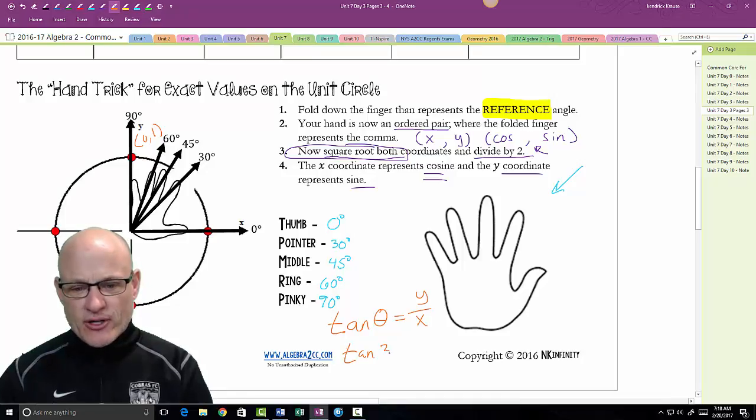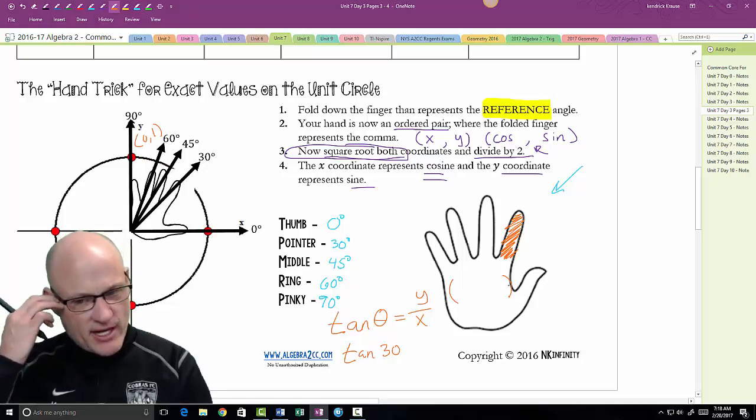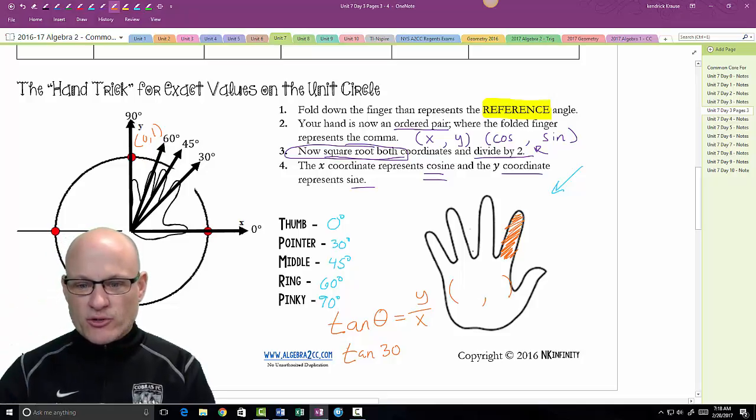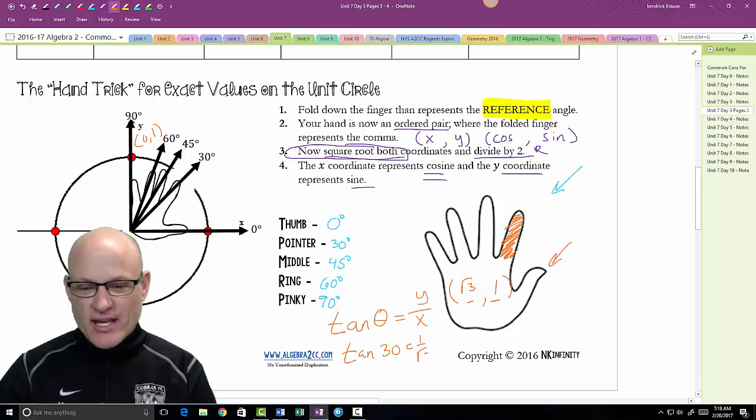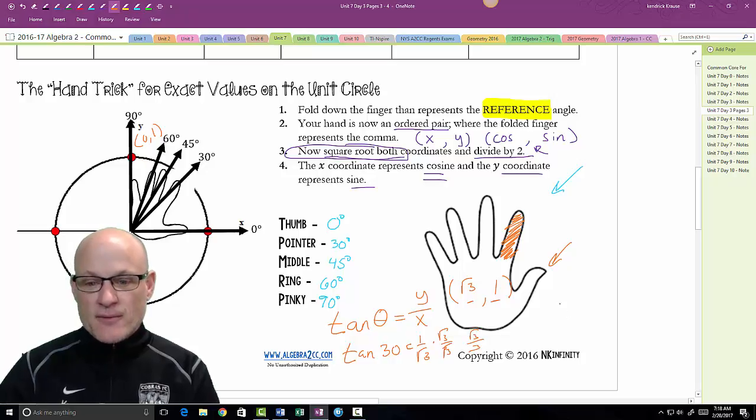The tangent of 30 degrees. All right, so 30 degrees, you put down your pointer finger. And you come over here. And again, when we do tangent, we're not going to worry about the dividing by 2. What we're going to do is we're going to say, okay, there's 3, so that's the square root of 3. And there's 1. So the tangent is y over x. 1 over the square root of 3. Which you can't leave like that. You got to rationalize it. And you get the square root of 3 divided by 3.